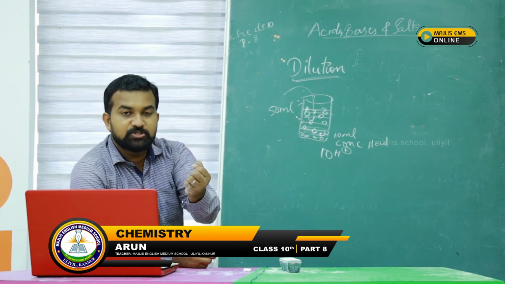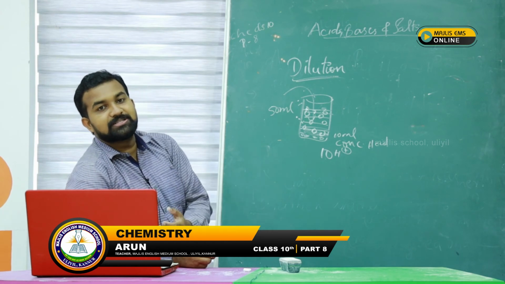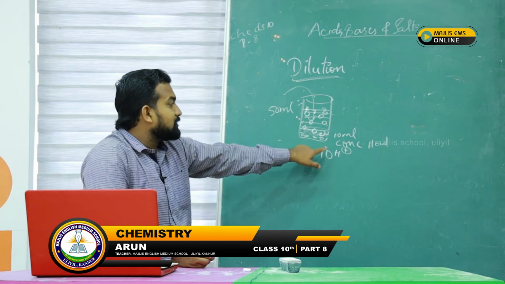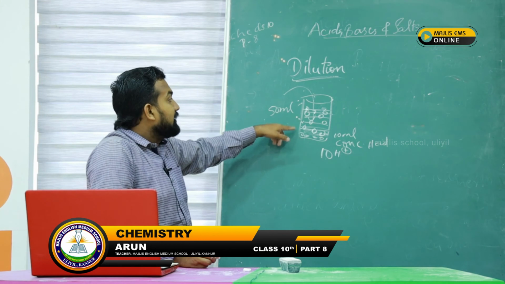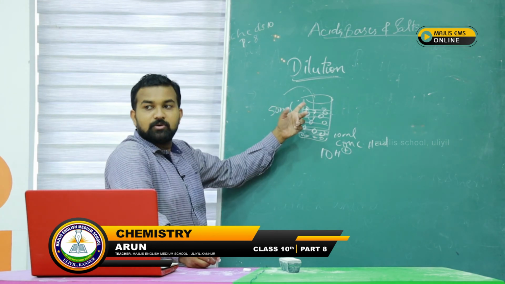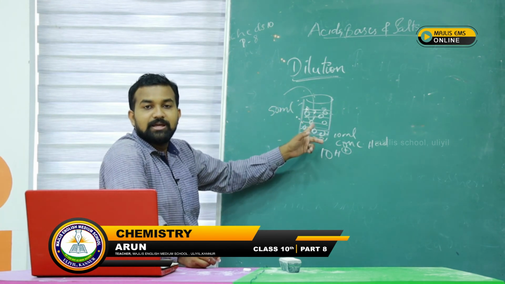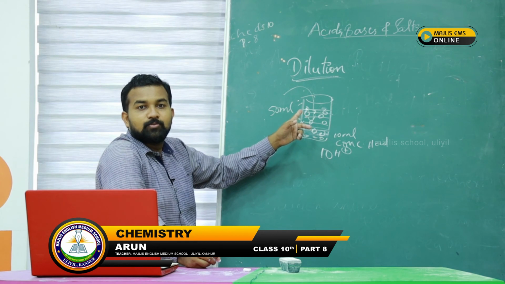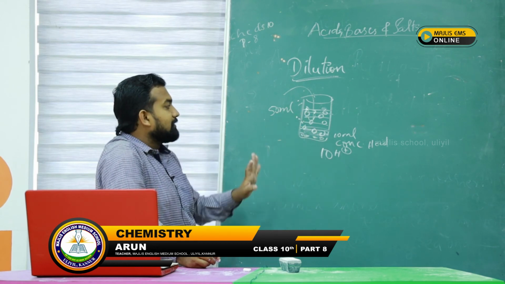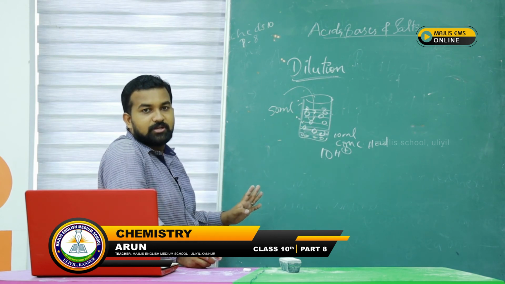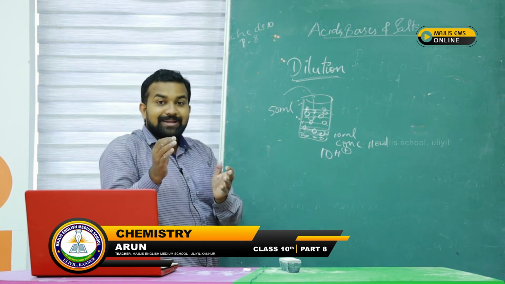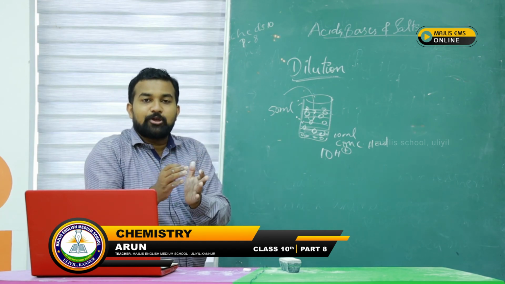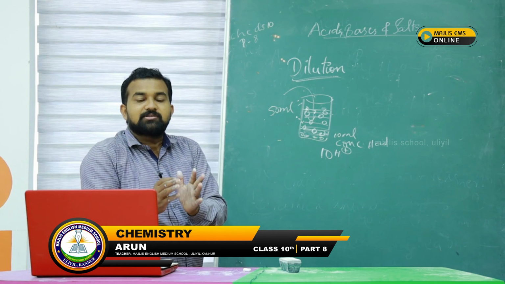That means per unit volume, the H plus ion concentration decreases, because in 10 ml it was having 10 H plus ions. Now in 50 plus 10, 60 ml also, it's only having how much? It's only having 10 H plus ions, isn't it? So this decrease in the concentration of H plus ions or OH minus ions is called dilution.